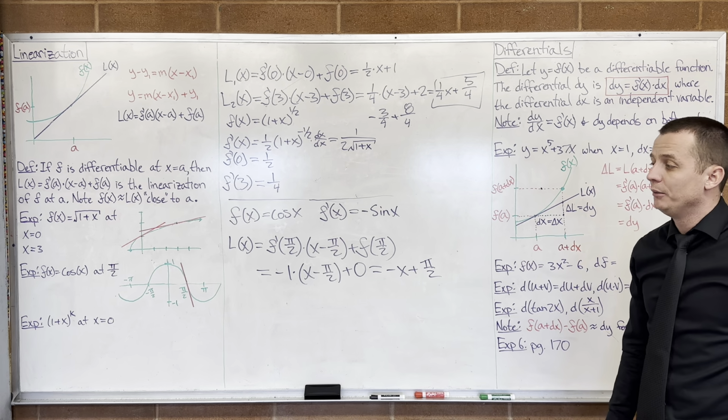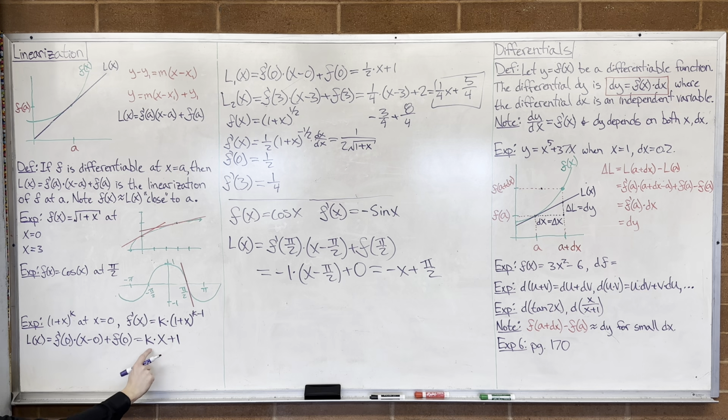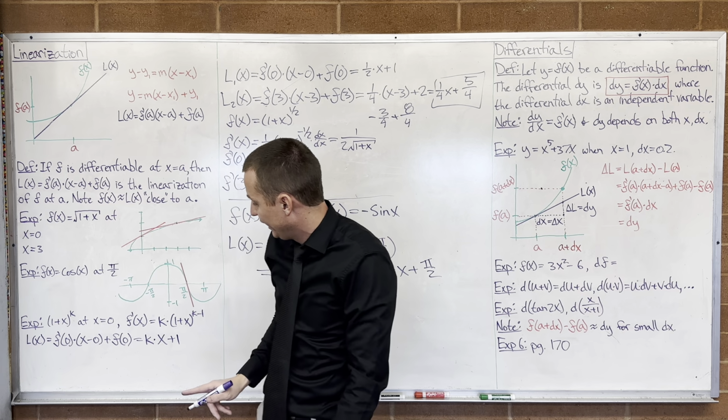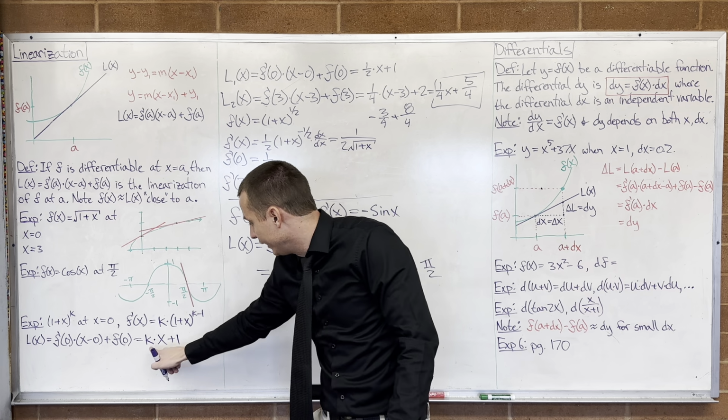X minus 0 is x, which is plus f of 0. What do we get when we plug 0 into this? You get 1. So in general, the linearization for any function, regardless of what the k is up there, is k times x plus 1. We did a special case of that up here. This was 1 plus x to the 1/2. The answer was 1/2 x plus 1.